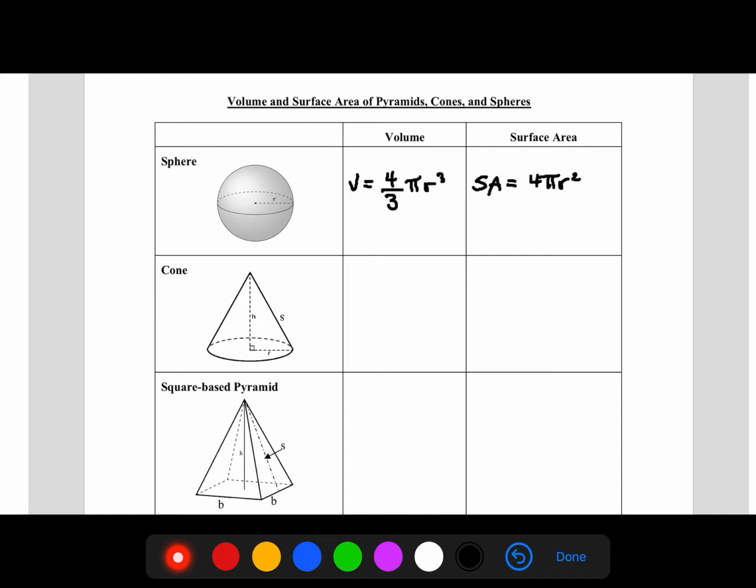For our surface area, again, radius is the only measure we have, so we have an r squared since we measure area or surface area in square units.